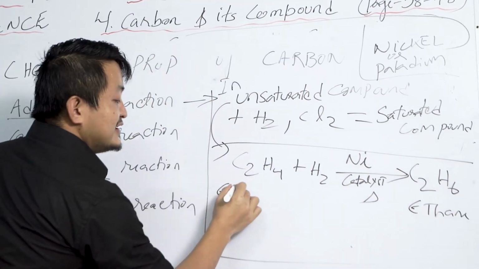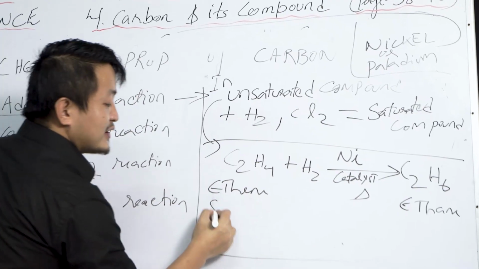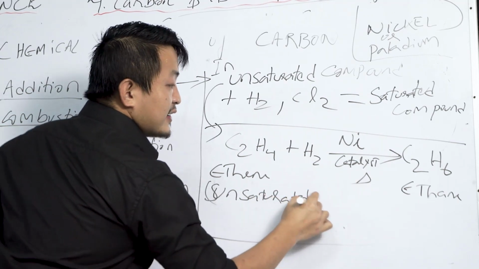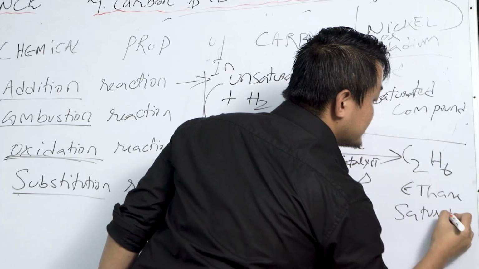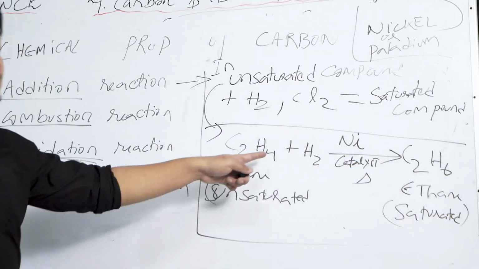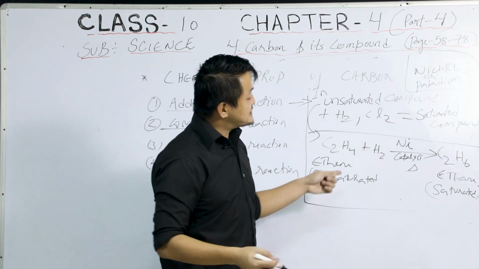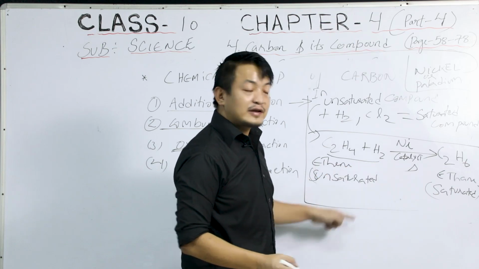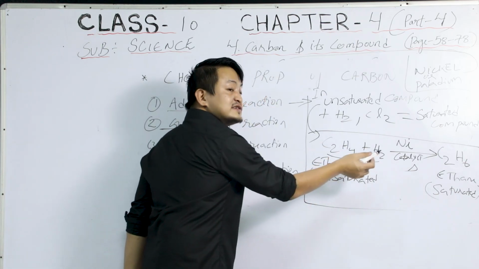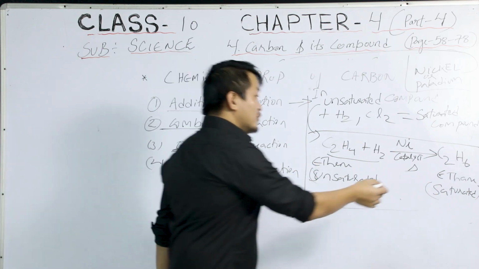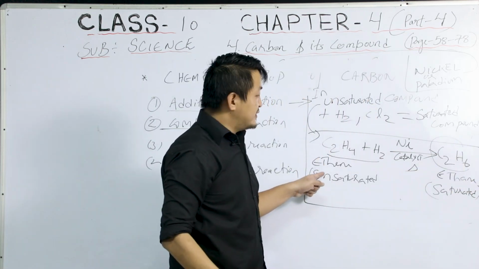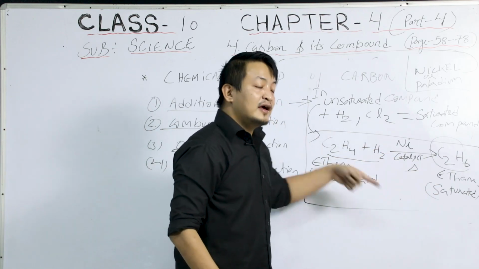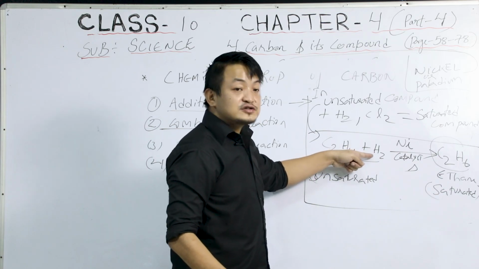Now students, we all know that C2H6 is ethane, right? And this is ethene, so this is unsaturated and this is saturated. In an addition reaction, just focus on the chemical reaction. It's very simple. In C2H4, we have added H2, so it becomes C2H6, clear? From ethene we are getting ethane. From unsaturated, it becomes saturated by adding hydrogen, okay?